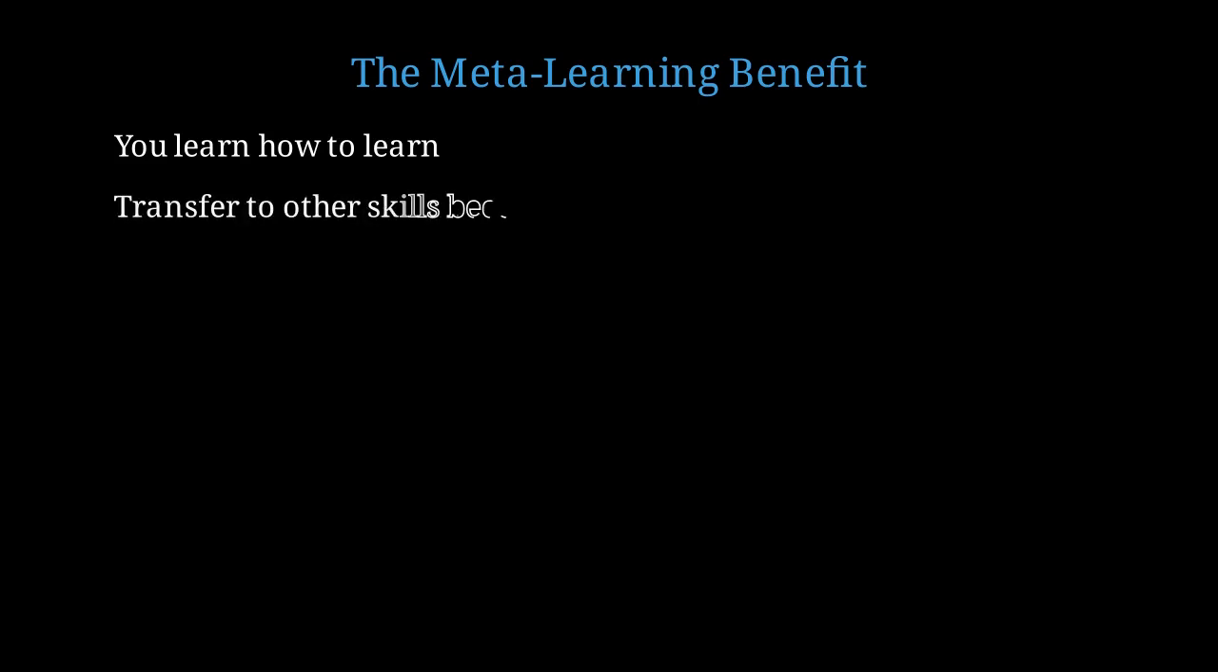There's also a meta-learning benefit to reverse practice that's worth discussing. When you practice errors deliberately, you're not just learning the specific skill, you're learning how to learn. You're developing a more sophisticated understanding of the learning process. This metacognitive awareness transfers to other skills. Once you understand the power of exploring error space in one domain, you can apply it to others.